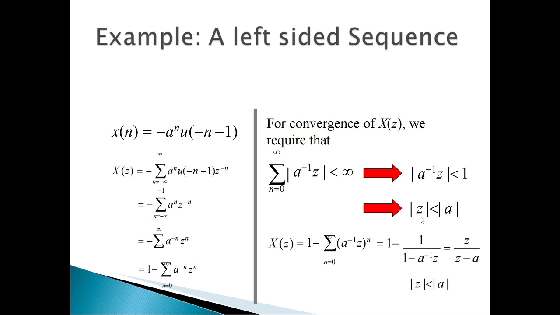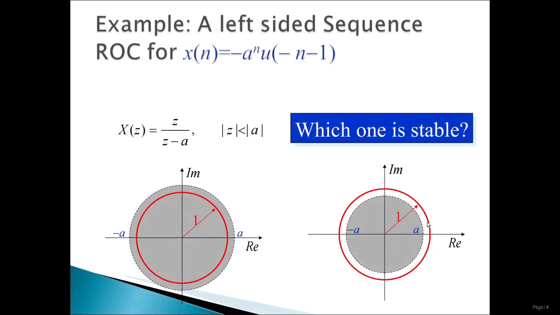That means modulus z must be less than a. That means the region of convergence can exist for X of z whose z value must be less than a, where a may be positive or negative. See this one, less than a: if this is a and this is the unit circle, z is equal to 1 here. The unit circle is used to represent the z transform by making use of the Fourier transform, and the region of convergence exists where the z value is less than a.